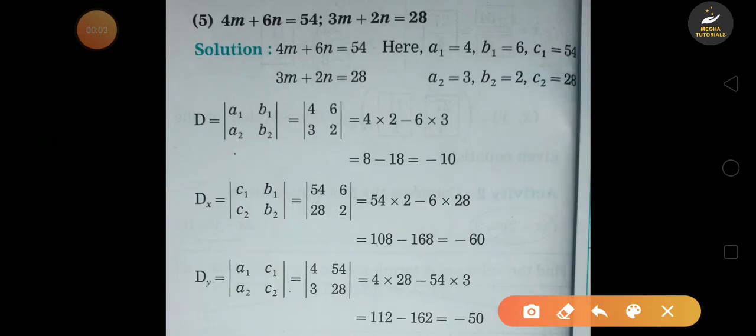Question 5. 4m plus 6n is equal to 54, equation 1. 3m plus 2n is equal to 28, equation 2. So both equations are in the standard form. So we will write the values of a1 b1 c1 and a2 b2 c2. After that, we will find the values of d, dx and dy. So d is a1 a2 b1 b2, dx is c1 c2 b1 b2, and dy is a1 a2 c1 c2.